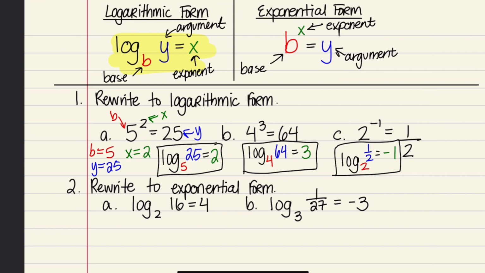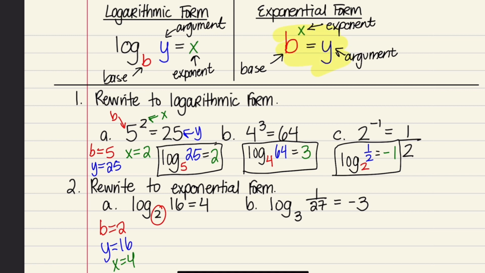Let's do that now. Our base is 2. Our argument, y, is 16 here. And our exponent is 4, based upon this form of logarithm up here. Now we're going to use that to reflect and look a little bit like this exponential form over here. B to the x equals y.